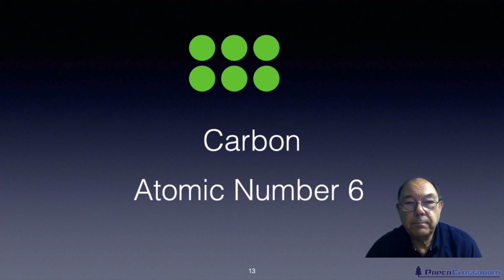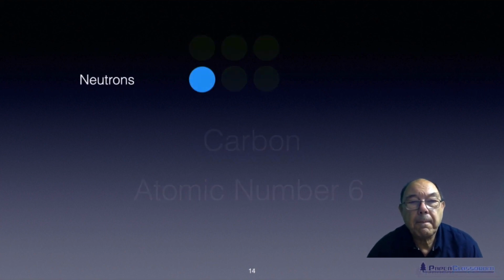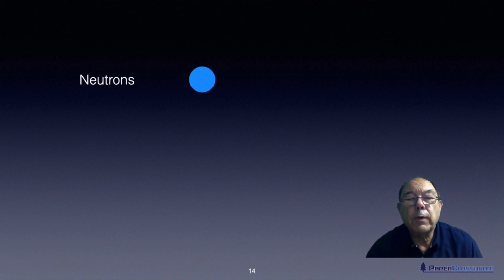It's carbon. Now we'll use carbon later on to illustrate some other things for us. So let's move on to the neutrons. What do we know about neutrons? They weigh 1 atomic unit and they've no charge.